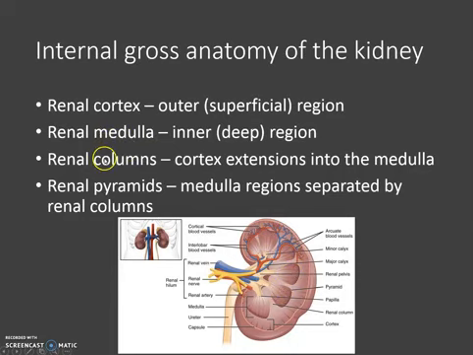The renal columns are just extensions of the cortex that go down in between each of the renal pyramids here. All right, so you've got the cortex on the outside, and then you've got the medulla deeper into the kidney, and they are packaged into these renal pyramid structures.